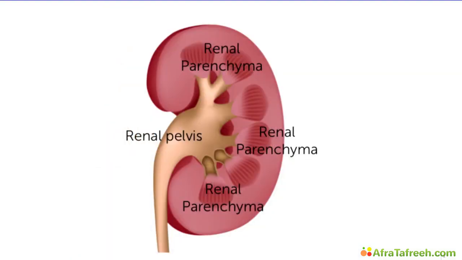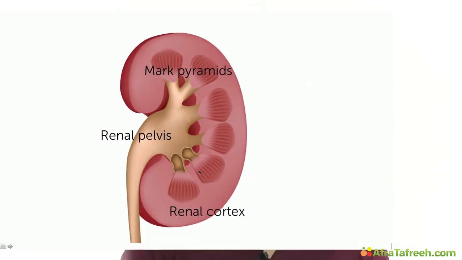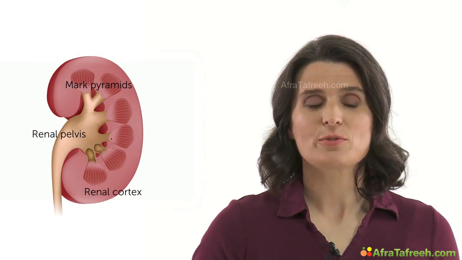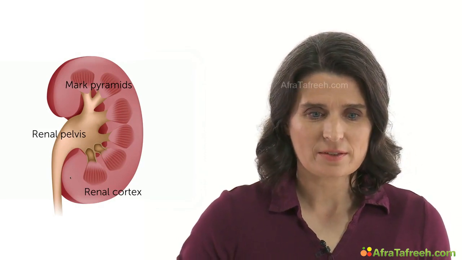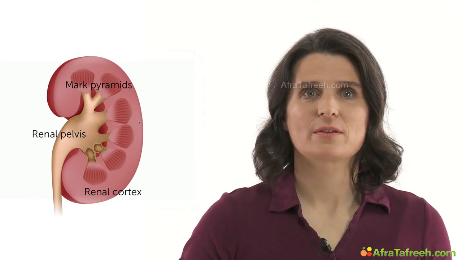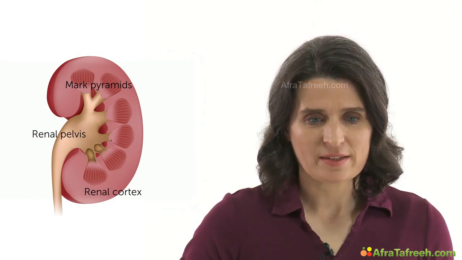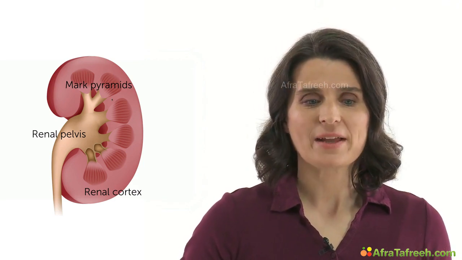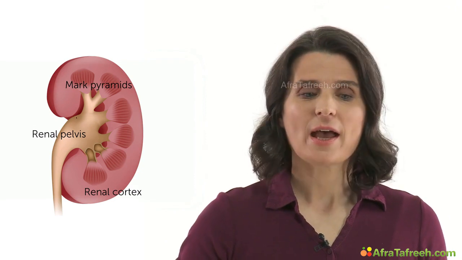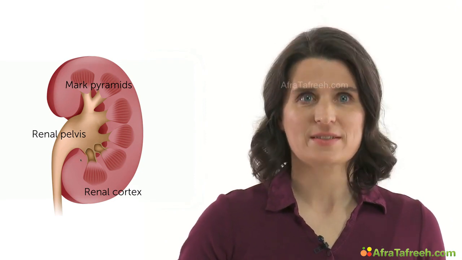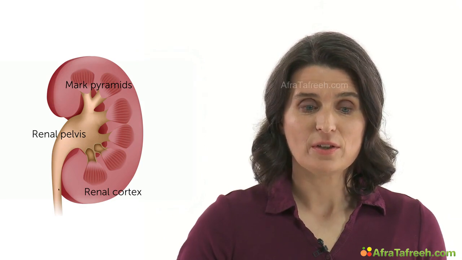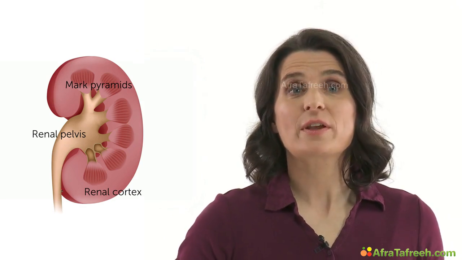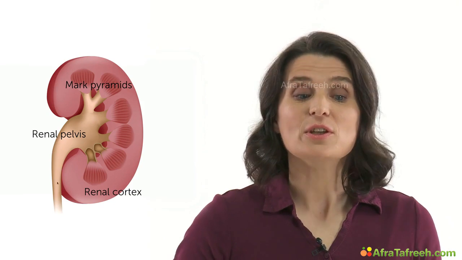The kidneys consist of a renal parenchyma over here and the renal pelvis. In the parenchyma we can distinguish the renal cortex at the outside and the medullary pyramids over here. In the center we find the collecting system of the kidney with its minor and major calyces and the renal pelvis in the center. From here the urine passes through the ureteropelvic junction into the ureter.